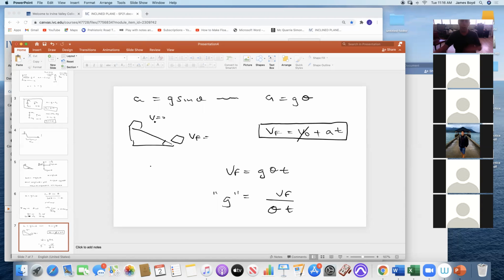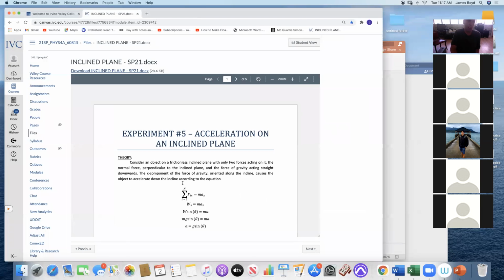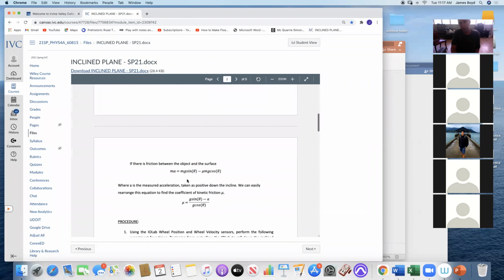So we're going to use our IOLab. We're going to roll it down a plane. We're going to choose 4 angles: 5 degrees, 10 degrees, 20 degrees, 30 degrees. We're going to drop it from rest, so v initial will be 0. We're going to measure v final from IOLab. And then we're going to get t, the change in t, from the IOLab. And that'll give us essentially an experimental value for g anytime we roll it down a plane. That's the whole point of this lab. Now, how do we do that? So all this stuff is the experimental stuff that I just talked about.